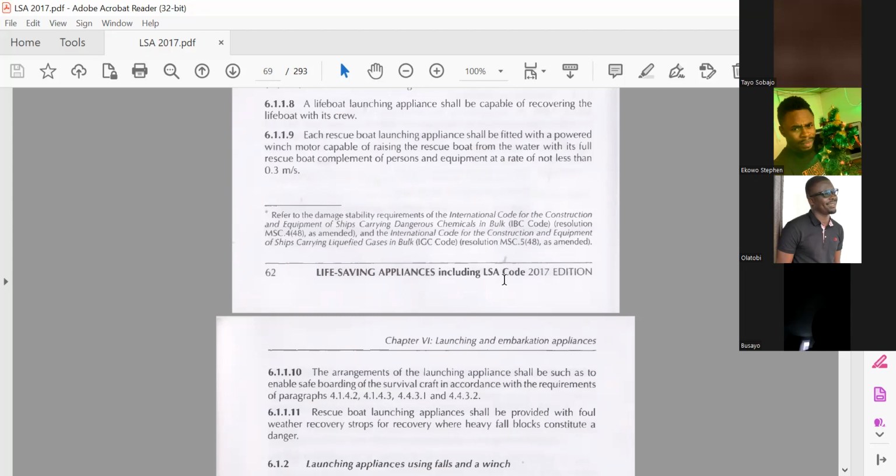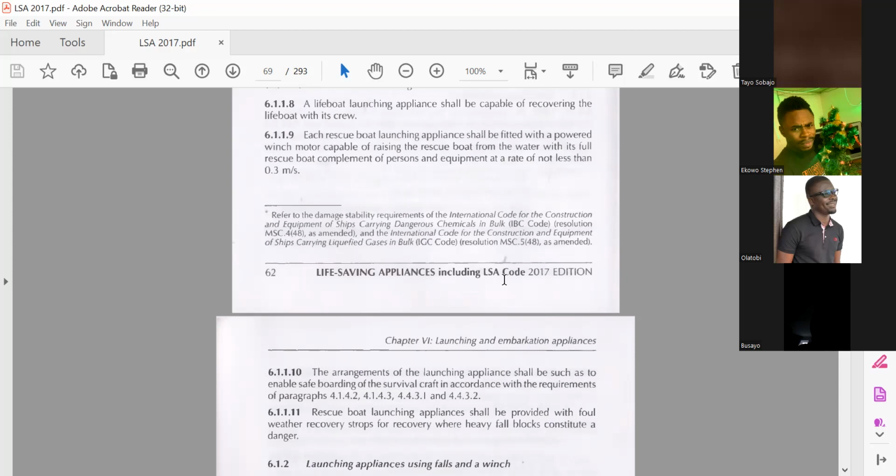So the launching appliances should be fitted with a winch motor capable of raising up the rescue boat from the water. And just like I explained before, the appliances must be checked, but it is okay to bring up this equipment at the same time.